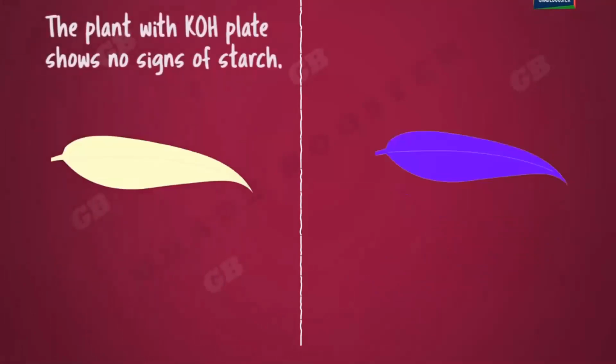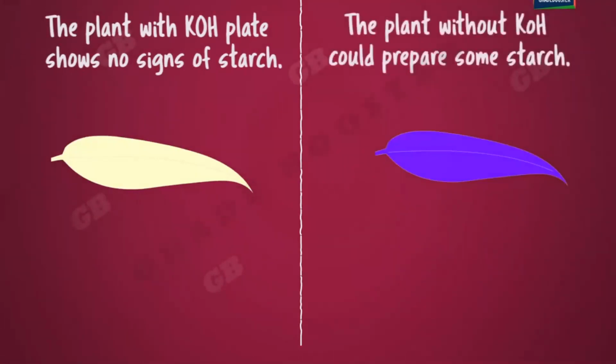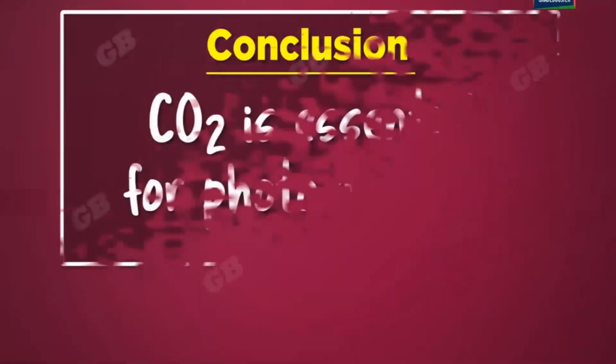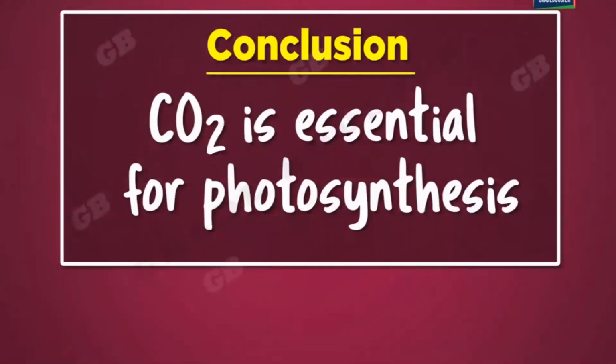And as you can see, the plant with the KOH plate shows no sign of starch, no color change, whereas the plant without KOH shows a blackish blue color. Hence, we can say that carbon dioxide is essential for photosynthesis. So, by using these two simple activities, we can prove that carbon dioxide and chlorophyll are essential for photosynthesis.